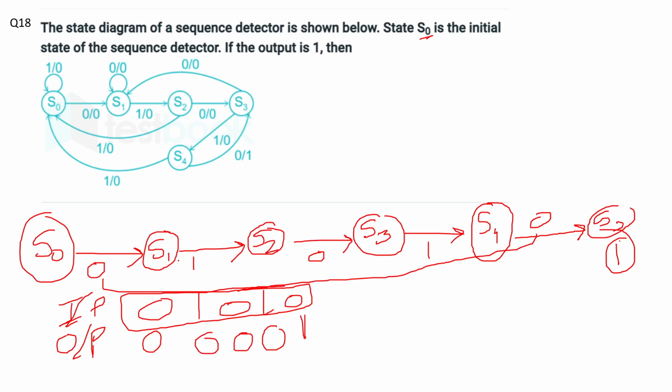Then I am at S1 and I am going to S2 with input 1. Then I am at S2, I am going towards S3 with input 0. Then I am at S3 and I am going to S4 with input 1. Now I am at S4 and I am detecting my sequence by going towards S3 with input 0 and output 1. So that means for input sequence 0 1 0 1 0, my sequence has been detected. If you carefully examine, the output goes 0 0 0 0, and once it hits this 0, the output changes to 1 and my sequence has been detected.